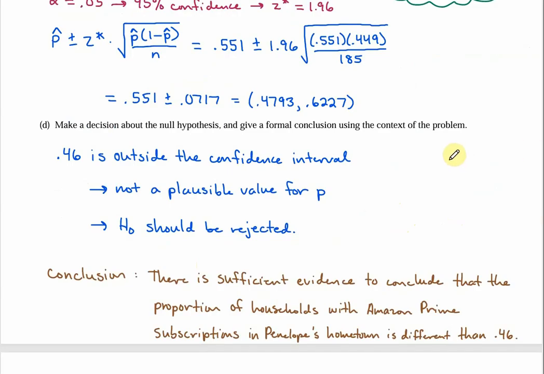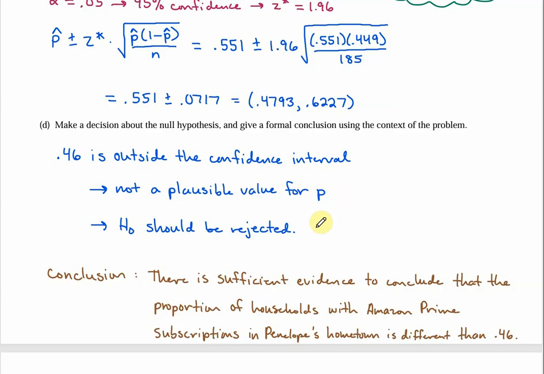The new part in D is the beginning. How do you handle making a decision about the null? Basically, the idea is if the null value is inside the confidence interval, then that's a plausible value for the parameter, so you don't throw it out. But if the null value is outside the interval, then it's not a plausible value, so you do reject the null, and that's what's happening here. 0.46 is smaller than the lower endpoint of that interval. It's smaller than 0.4793. So it's outside the interval, which means it's not a plausible value for p, and if it's not a plausible value, you should reject it.